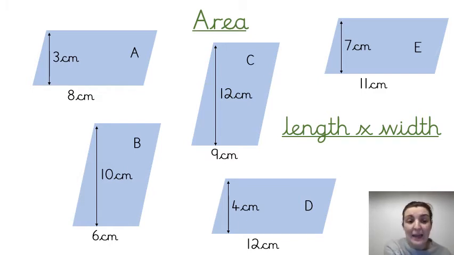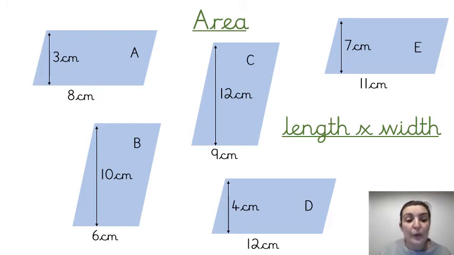So I'll just take the length, which is 8. So this is A I'm looking at, the length, which is 8, and multiply it by the width, which is 3. So 8 times 3 is 24 centimetres squared. So in your purple book, I want you to have a go at B, C, D and E. Remember, it's just the same length multiplied by the width. So pause the video now and in your purple book, have a little go at those.